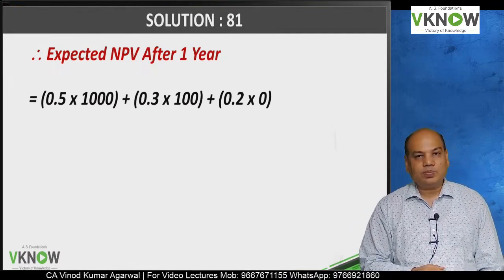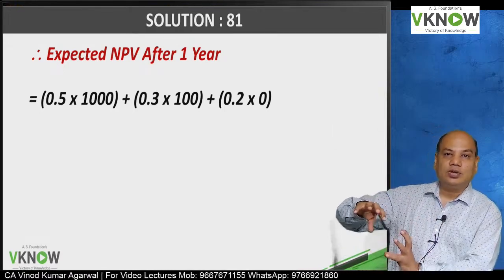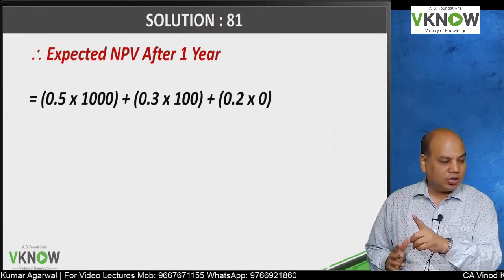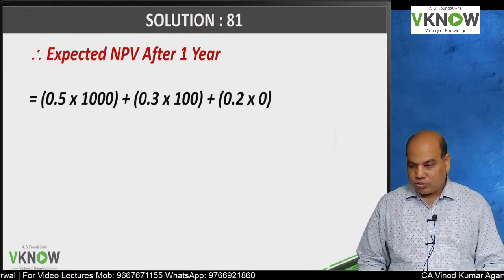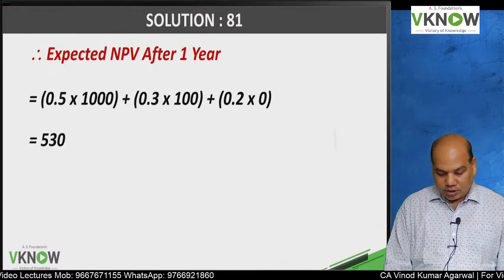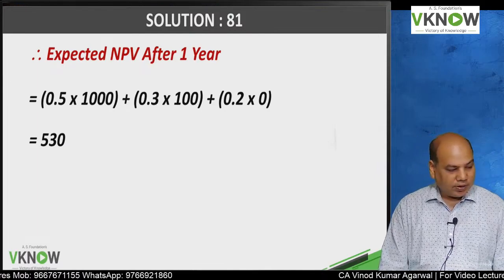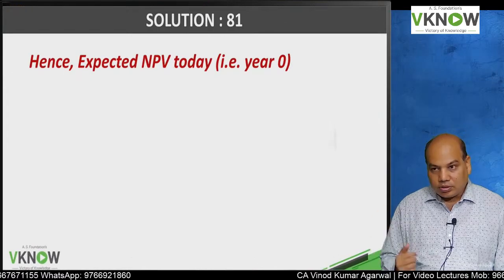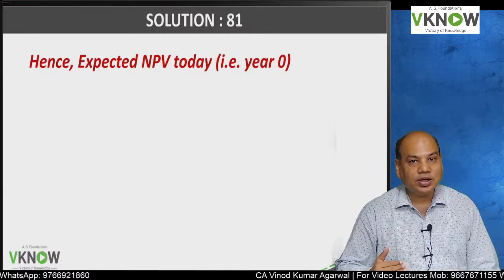So my expected NPV after 1 year, because these 3 calculations we have done after 1 year, will require some discounting. So please first give me this answer. What is my expected NPV after year 1? 530 is right. This is after year 1. Remember the oil rig problem, you have to discount it again.